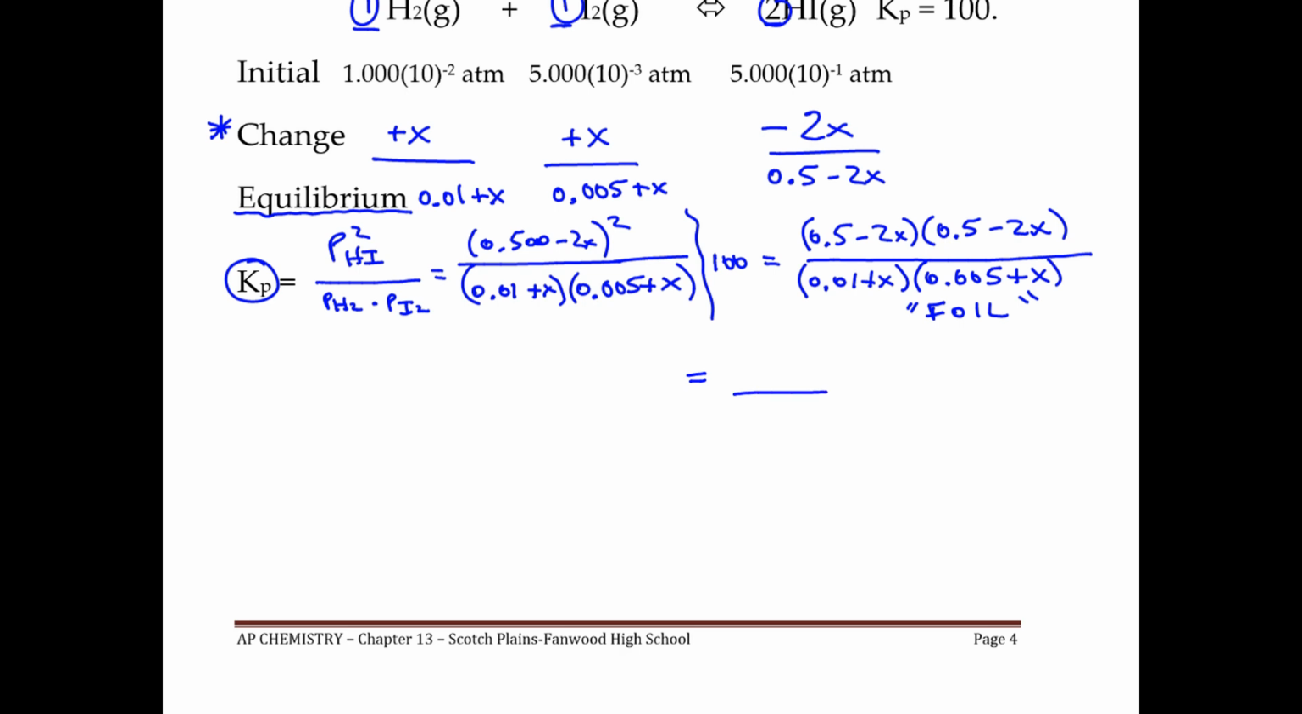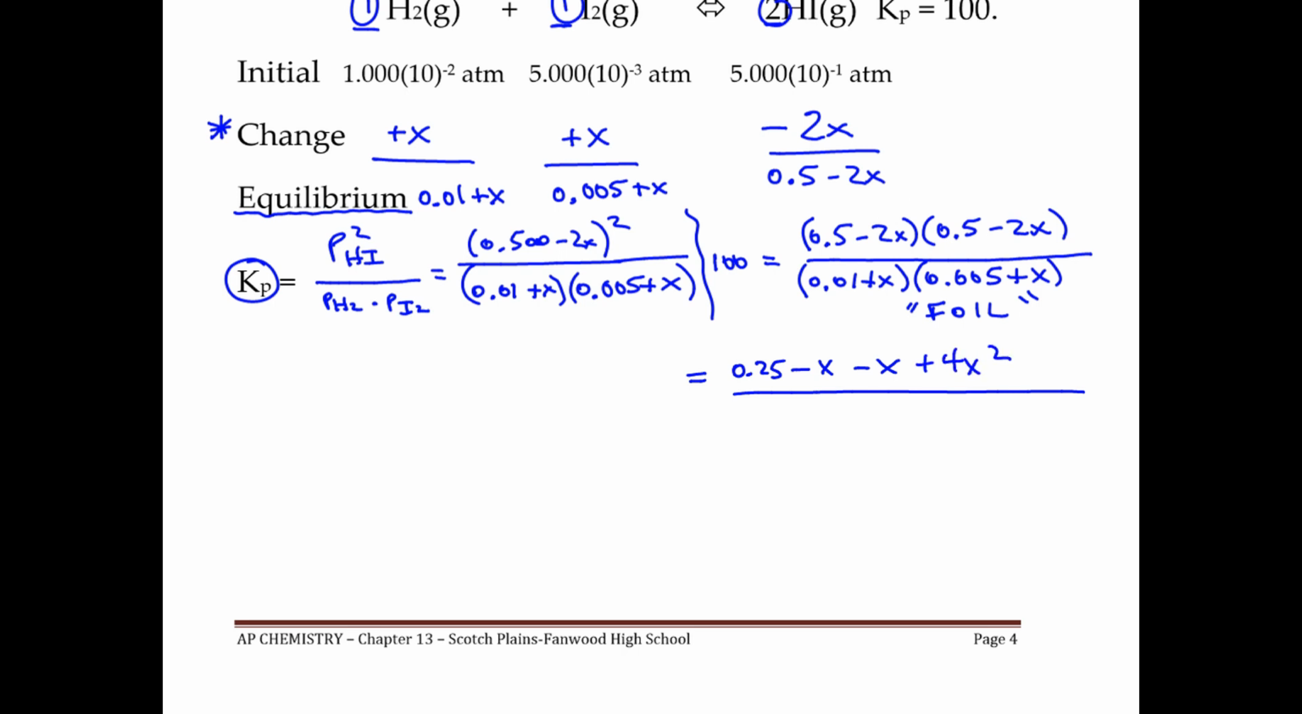So on the numerator, I'm going to do the first. 0.5 times 0.5 is 0.25. Next, I'm going to do the outers. 0.5 times -2x. That's going to be a -x. Then I'm going to do the inner, which is 0.5 times -2x. So that's going to be also a -x. And then I'm going to do my lasts, which is -2x times -2x, which is going to be positive 4x squared.